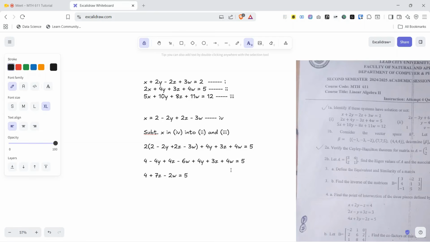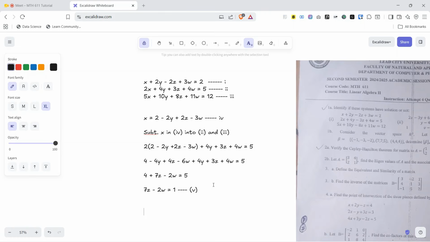Then equals to 5. Am I missing anything? Minus 4y and plus 4y cancel. So this would now be 7z minus 2w equals to 1. So this will be equation 5.